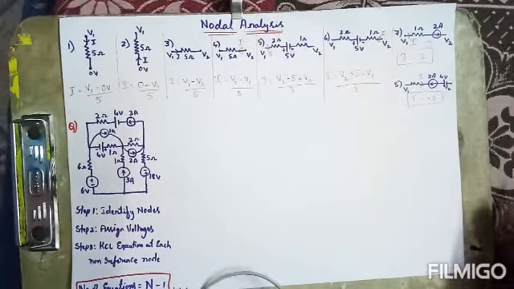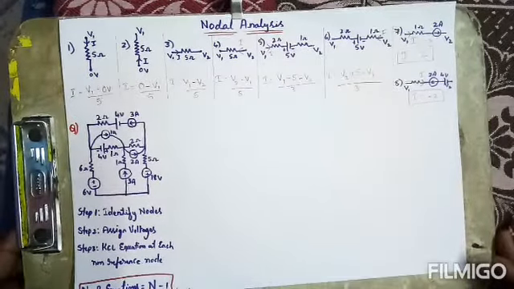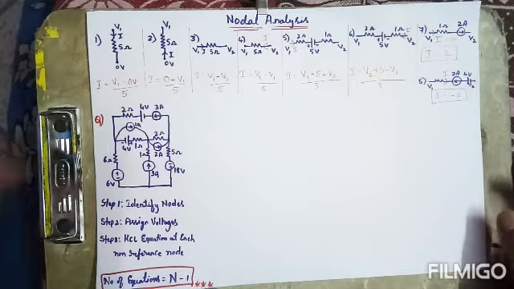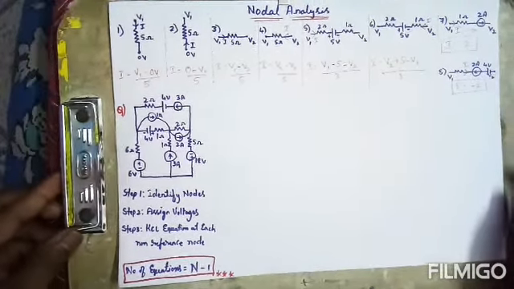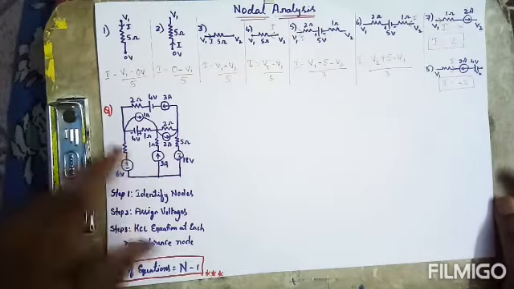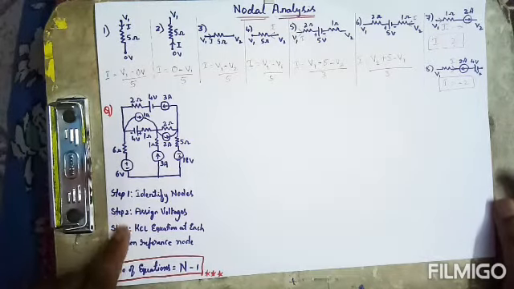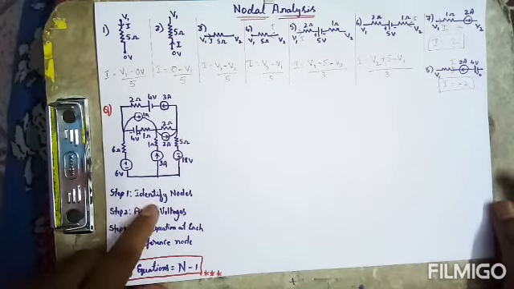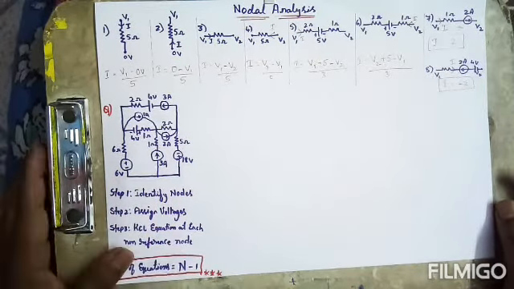So I hope you got a clear idea about how to get an expression with respect to the currents in individual branches. Now let us take one example. So here I have taken a circuit. I have written 3 steps here to solve the problem. Step 1 says identify the nodes. So first you need to identify the nodes.